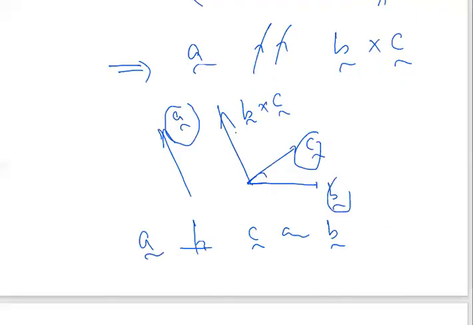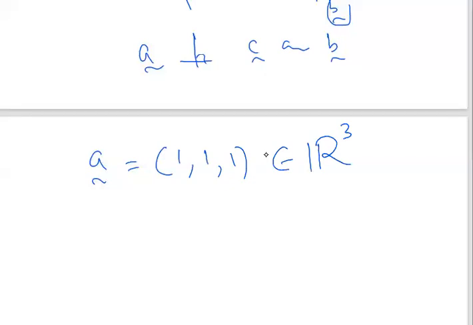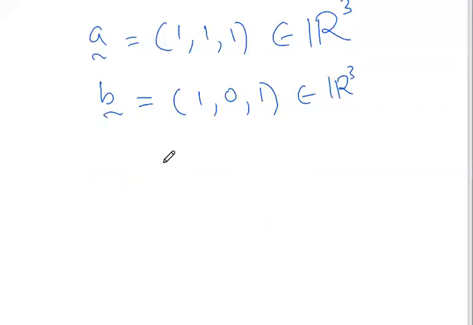Let's compute. For instance, let's say A is equal to 1, 1, 1. This is a three-dimensional vector in the vector space. B is another element of the vector space: 1, 0, 1. Let's compute, because we are learning the cross product for the first time. Let's compute a cross product.